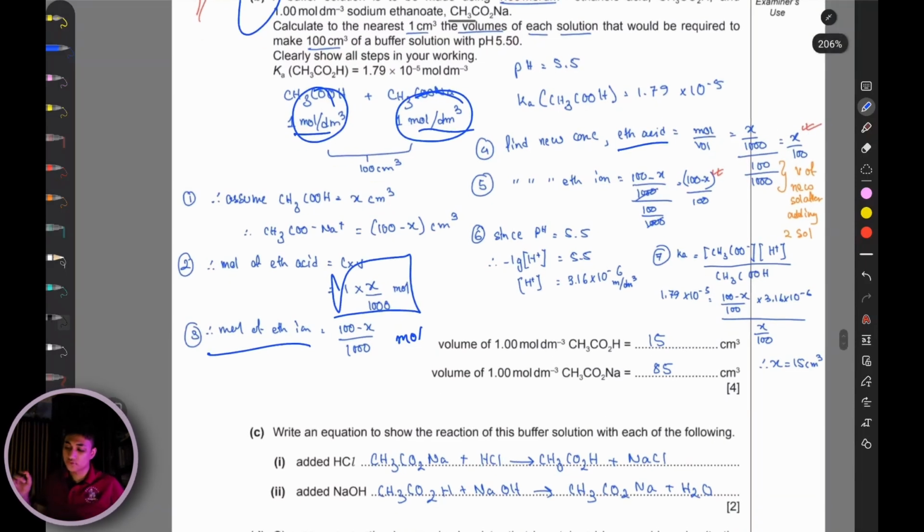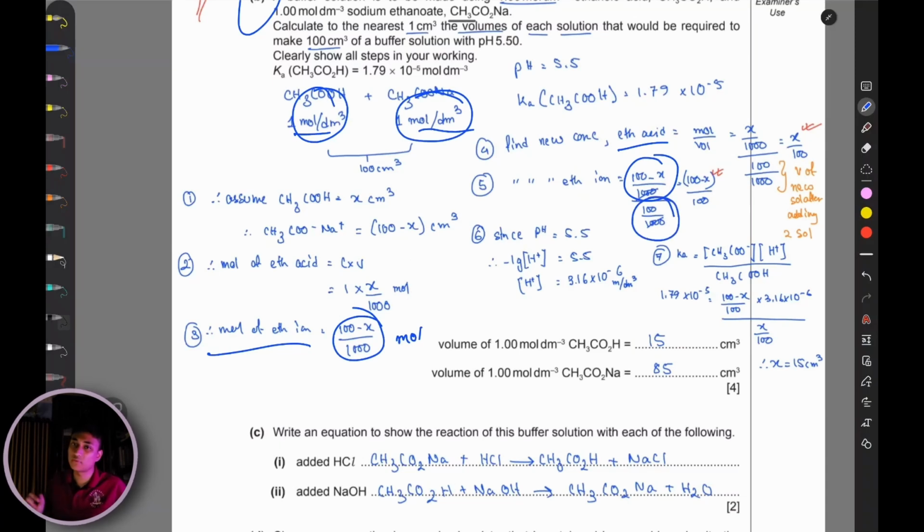Now, for the sodium ethanoate, a similar thing. What is the mole? This is your mole. What is the volume? 100 by 1000, turning it into dm cube. What is your concentration now? Finally, after you cancel everything off, 100 minus x divided by 100. So now, you have the concentration of acid, you have the concentration of ethanoate ion.